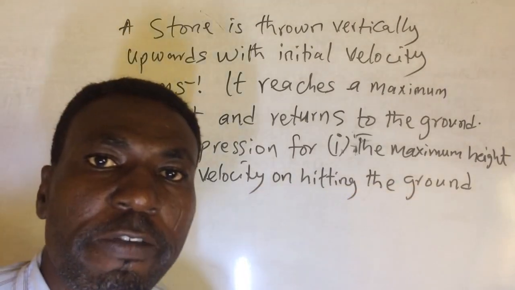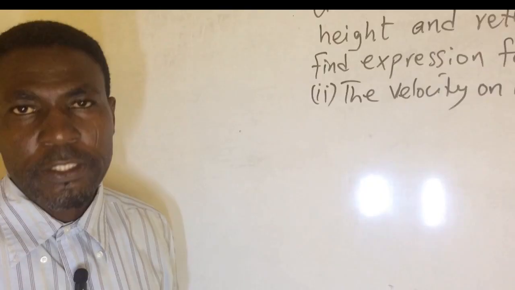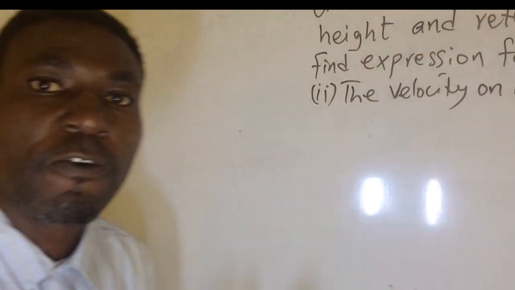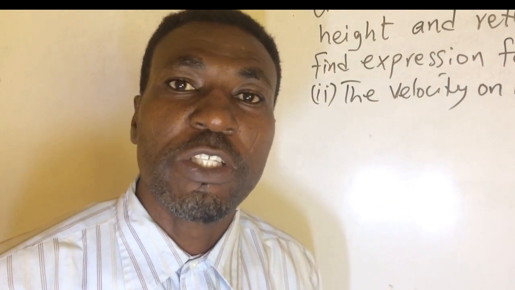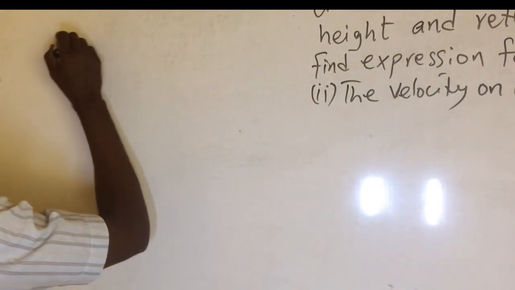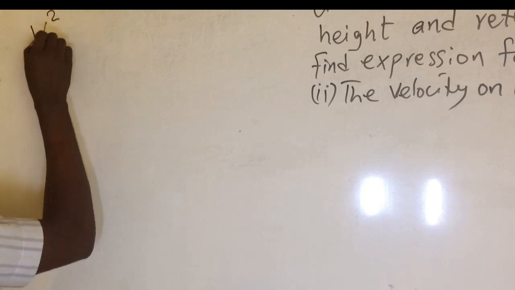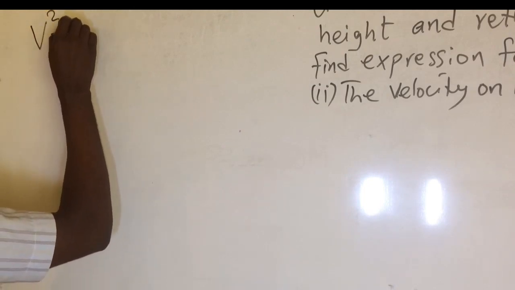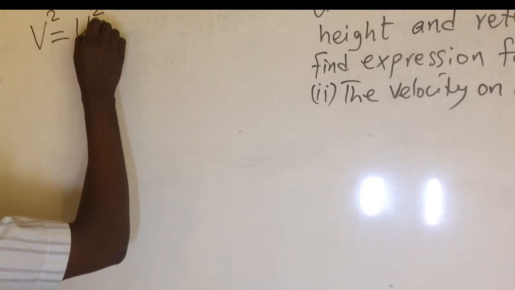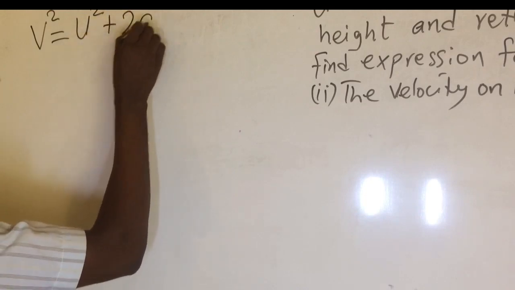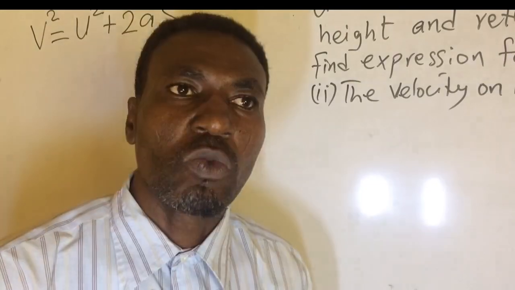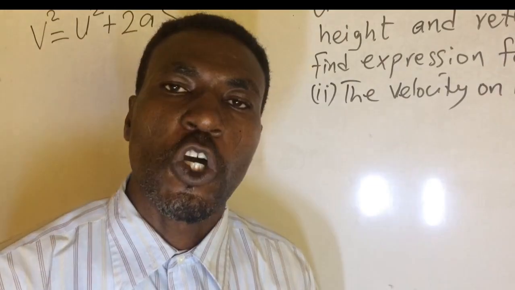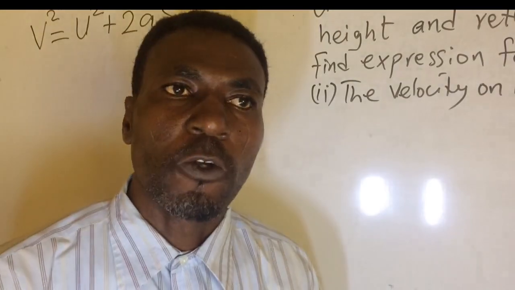So this is how to solve this question. Now let us use this formula: v squared equals u squared plus 2as. You know, this question is still motion under gravity.